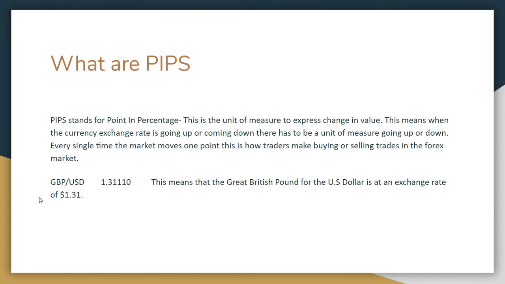So what are pips? Pips stand for percentage in point. This is the unit of measure to express change in value. This means when a currency exchange rate is going up or coming down, there has to be a unit of measure going up or down. Every single time the market moves 1 point, this is how traders make buying or selling trades in the Forex market. We have the currency pair GBP/USD at 1.3110. This means that the Great British Pound for the US dollar is at an exchange rate of $1.31.